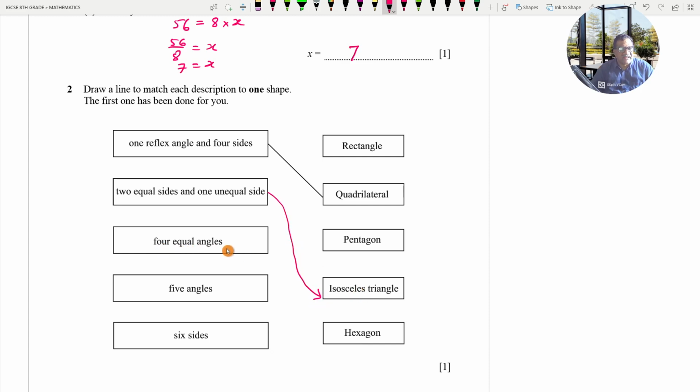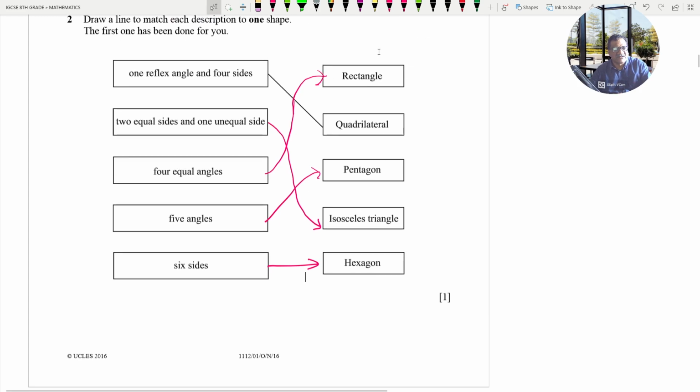Then four equal angles. Now four equal angles cannot be a pentagon. It cannot be a hexagon as well. So four equal angles should be a rectangle, because a rectangle obviously has four equal angles, right? Five angles is nothing but a pentagon, because that is the definition of a pentagon. A pentagon is a five-sided closed figure, so it should have five angles. And the last one, a six-sided figure, is nothing but a hexagon. So I think we have completed this match, and that was question number 2.